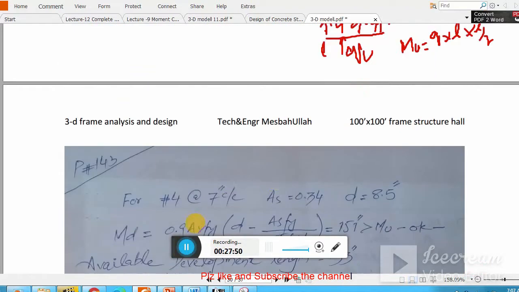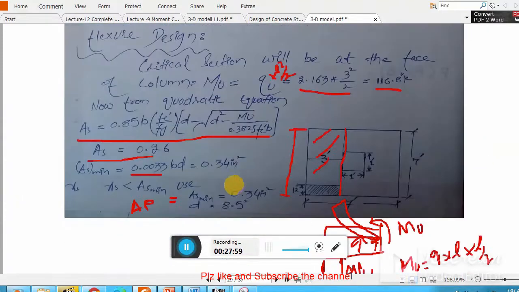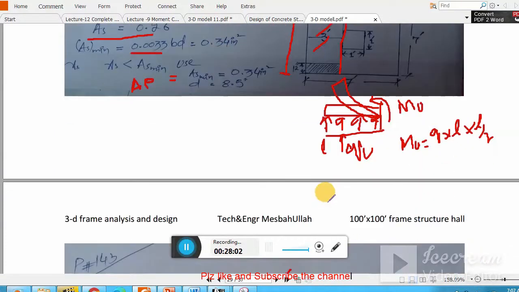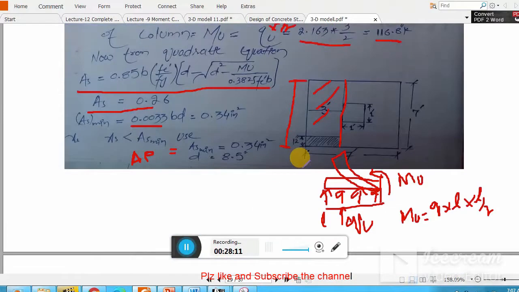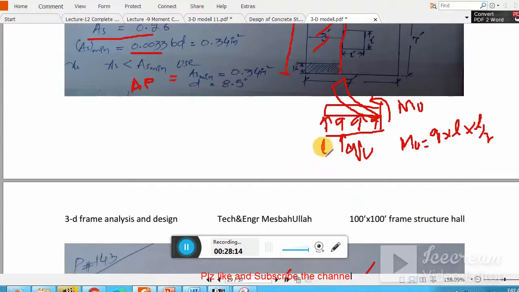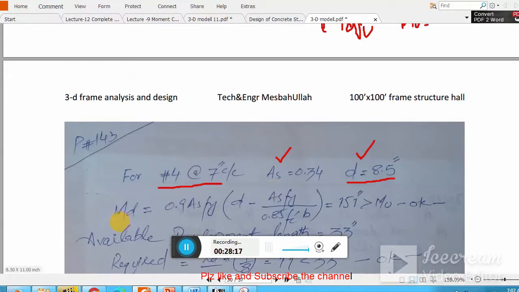I need to find out the spacing, so I'm using number 4 at the rate of 7 inch. It will give me As equal to 0.34. With this amount of steel and this effective depth, will it support this moment of 116? To check that, you need to plug these values into the moment design capacity equation, which I already explained. So a is 0.34 and d is 8.5 inch. You do the calculation and you got 151 kip-inch, which is more than Mu, so we are okay.